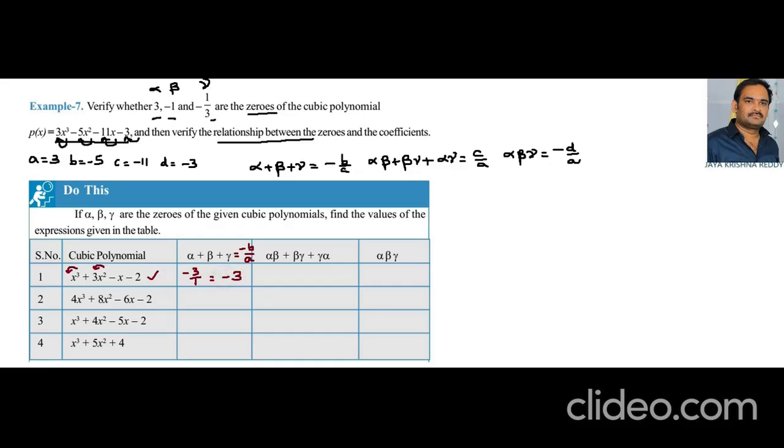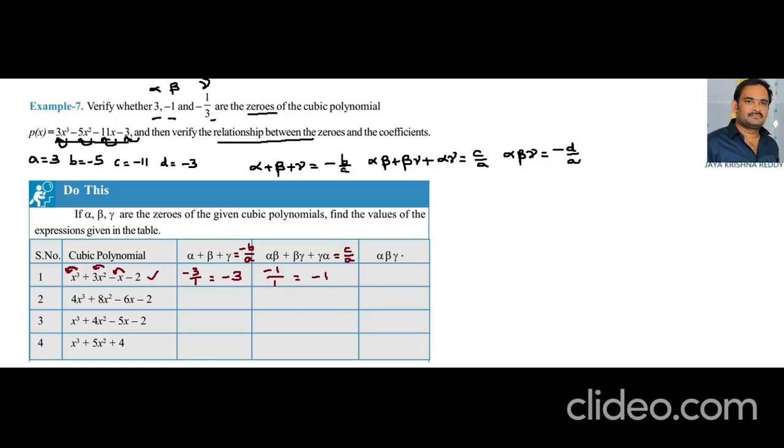So next, alpha beta plus beta gamma plus alpha gamma. Its formula is nothing but c by a. So what is c here? The coefficient of x. The coefficient of x is minus 1, by a, which is nothing but the coefficient of x cube. So it is 1. So it equals minus 1.